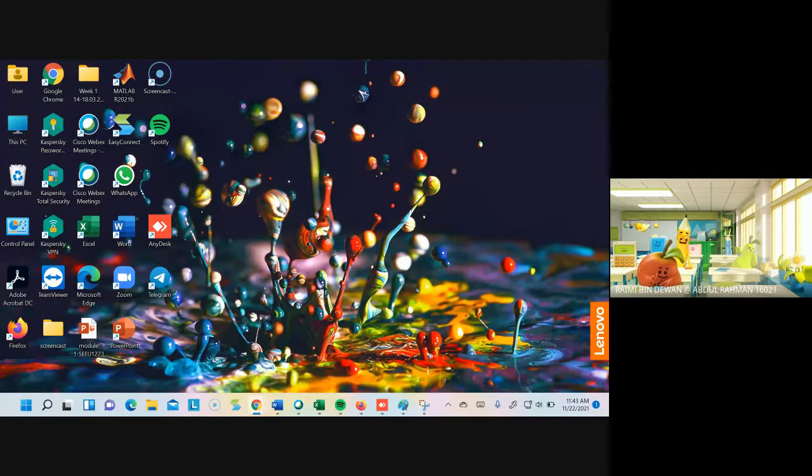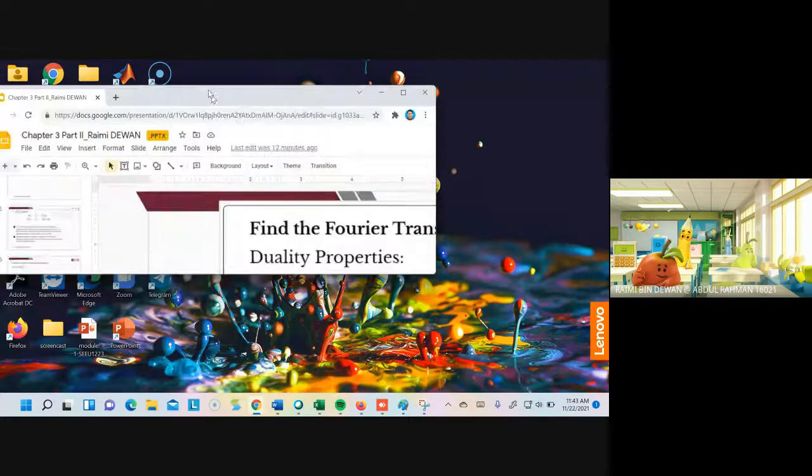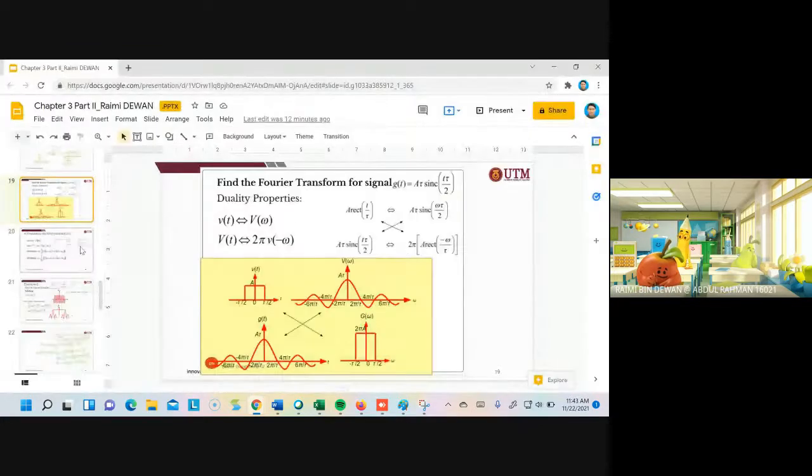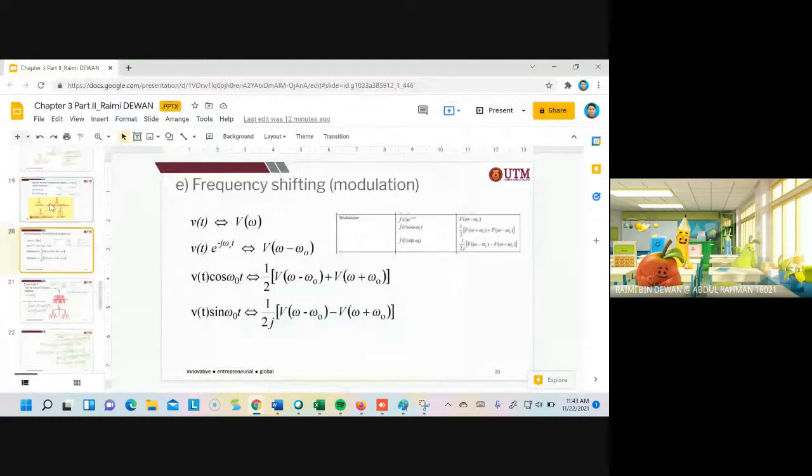Sorry, forget the name. Duality. So it's also shown in your slide there, you can read this one. Next is actually about the modulations.